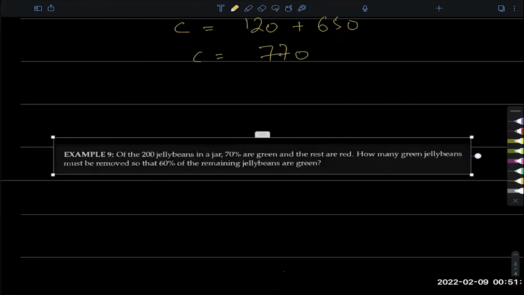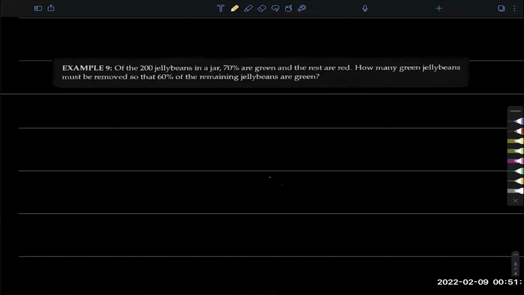Try this. This is actually very easy. Sir, first you will take 70% of 200, which is 200 minus 140. That's 60. Okay, then what will happen? One second, how many green? So that means 30%. Sir, the question doesn't make any sense. Of the 200 jelly beans in a jar, 70% are green and the rest are red. How many green jelly beans must be removed so that 60% of the remaining jelly beans are green?